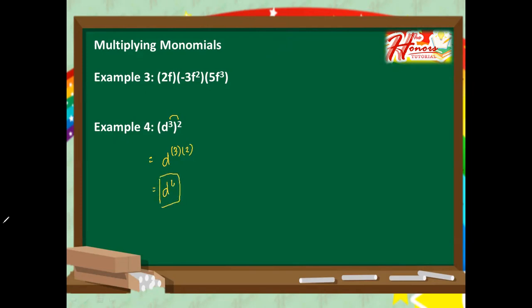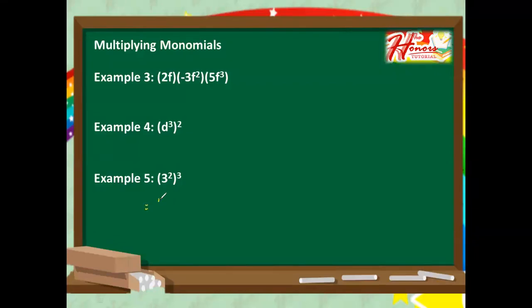Please know the difference when the exponents are inside the parentheses and when the exponent is inside and outside of the parentheses. Next, we have here number 5. Same process.